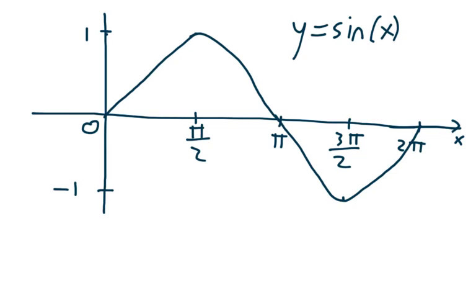This is actually what we call one cycle of the graph of sine of x. This is what one cycle looks like. But now the question is, how would you graph this outside of the interval 0 to 2 pi? You basically just keep repeating the cycles. In other words, you would continue in both directions.